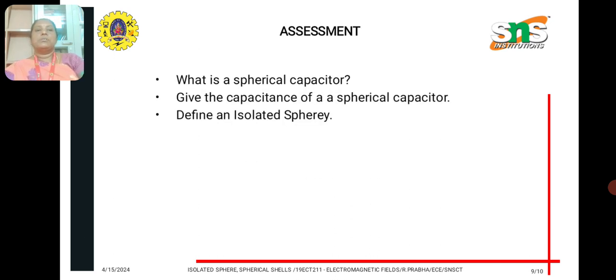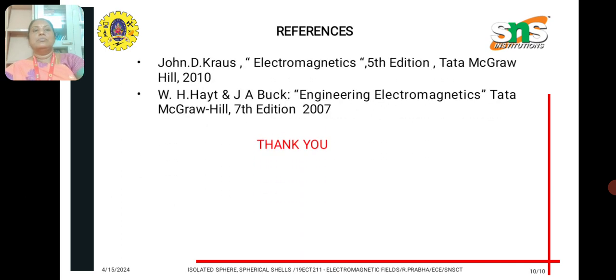Assessment questions: What is a spherical capacitor? What is the capacitance of a spherical capacitor and of an isolated sphere? Thank you.